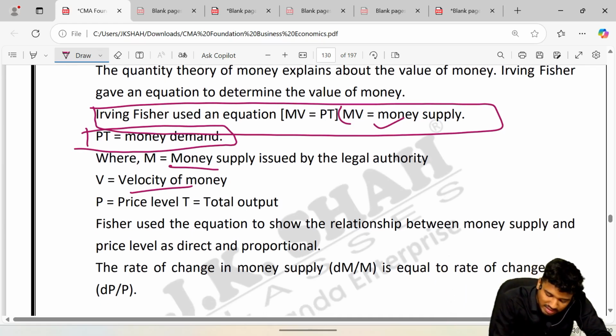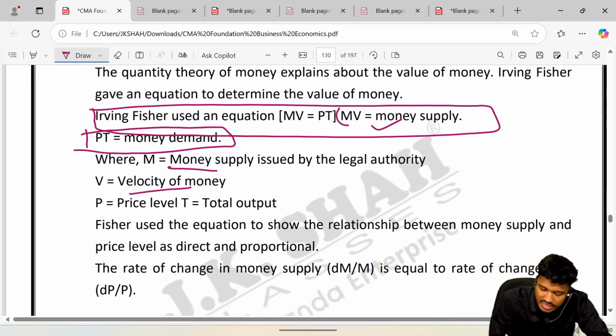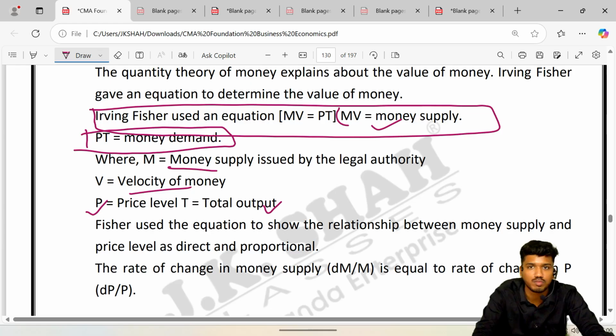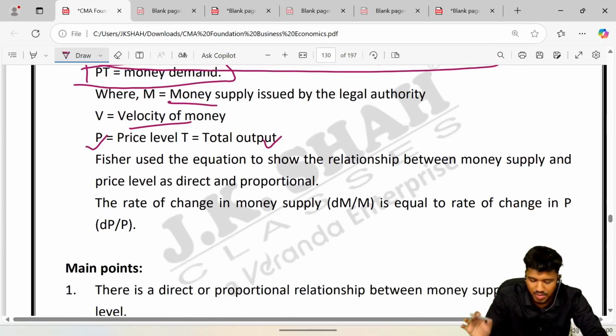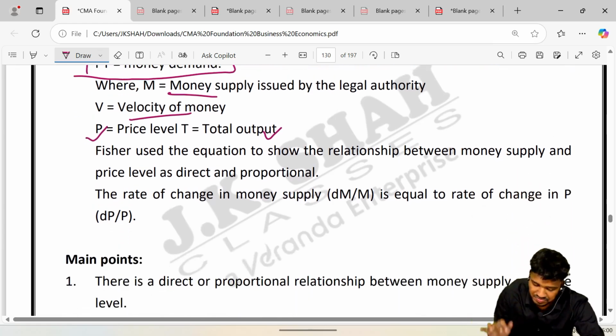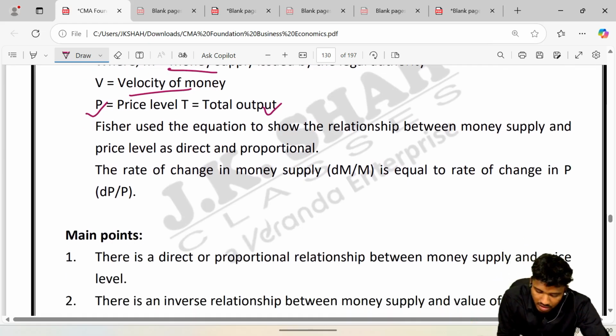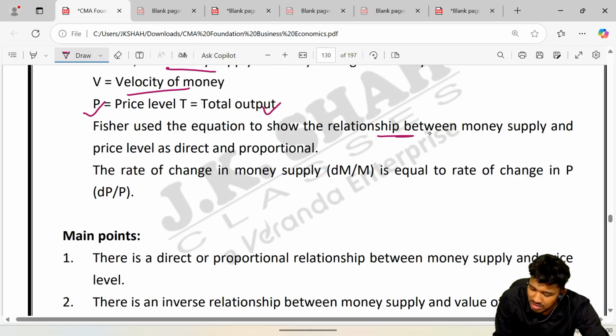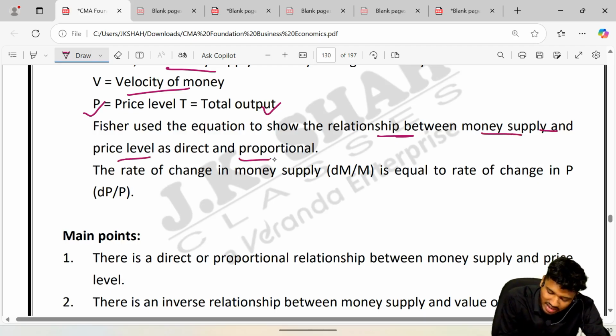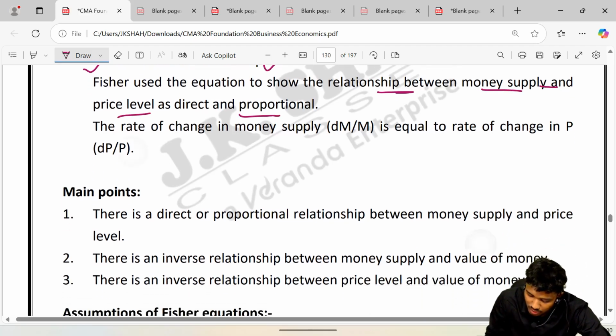P is the price level, we're going to talk more about it, and T is total output. Total output is the quantity of goods and services produced in the country. Now Fisher used the equation to show the relation between money supply and price level as direct. I'll tell you how it works.